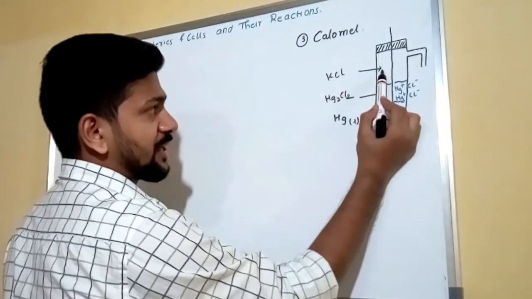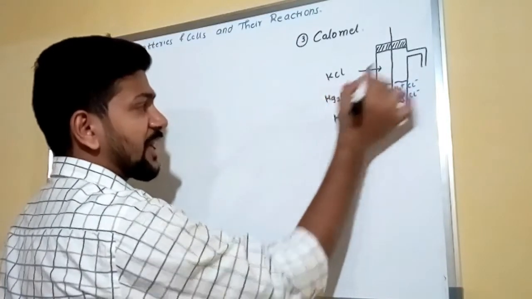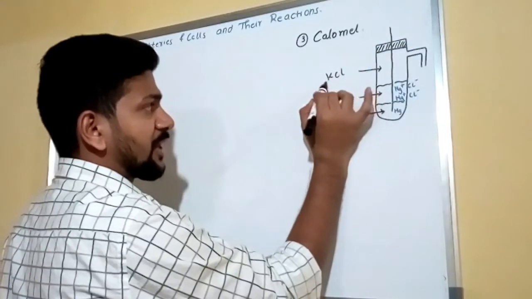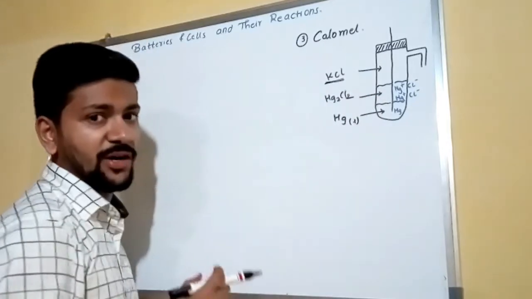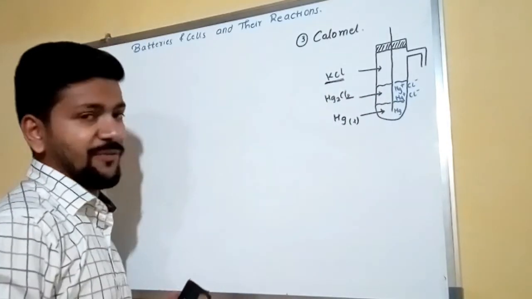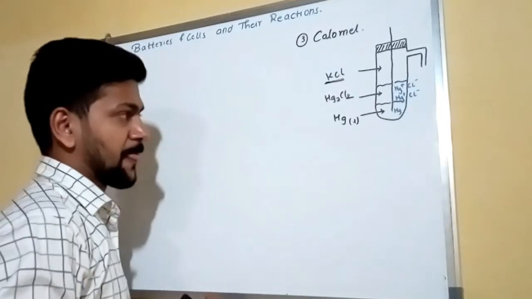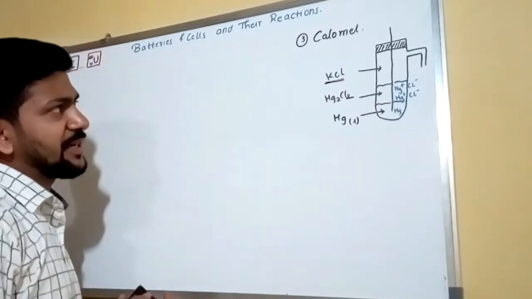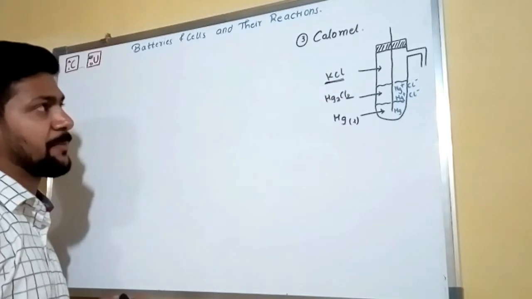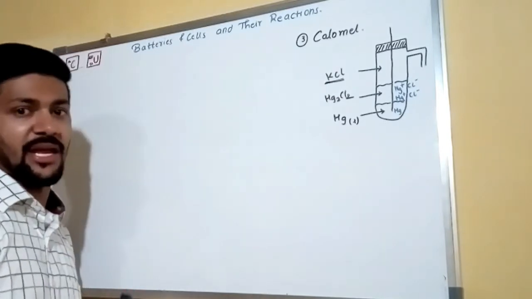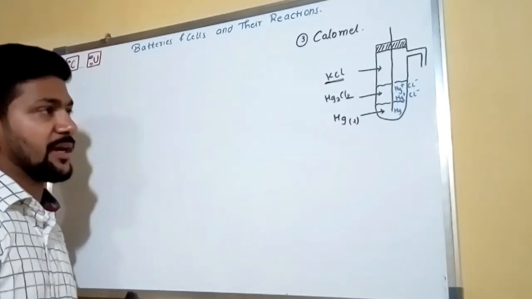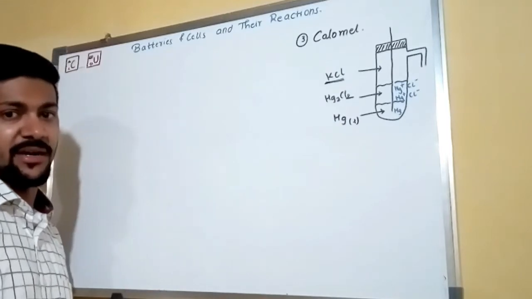You will be having a saturated solution of KCl. The EMF of this cell will depend upon the concentration of KCl you are using. So the EMF may vary with the temperature as well as with the concentration of KCl that you are using. Okay, so what will be the reaction? Since it is a reference electrode, it can even work as an anode, it can even work as a cathode. So it can undergo oxidation as well as reduction.